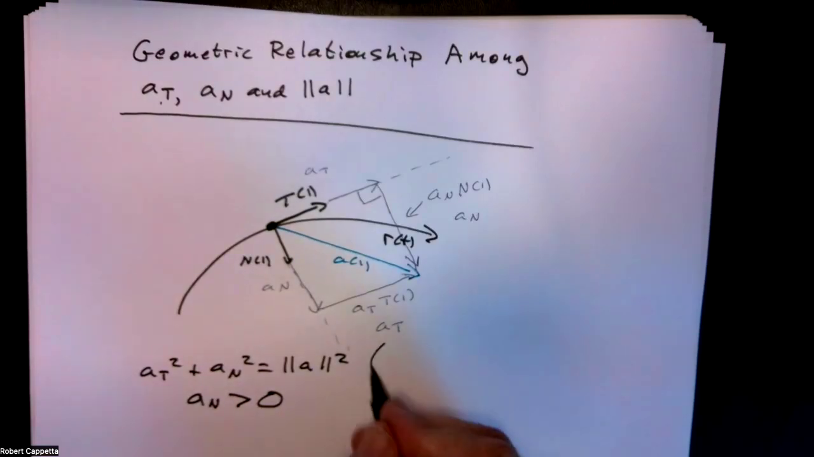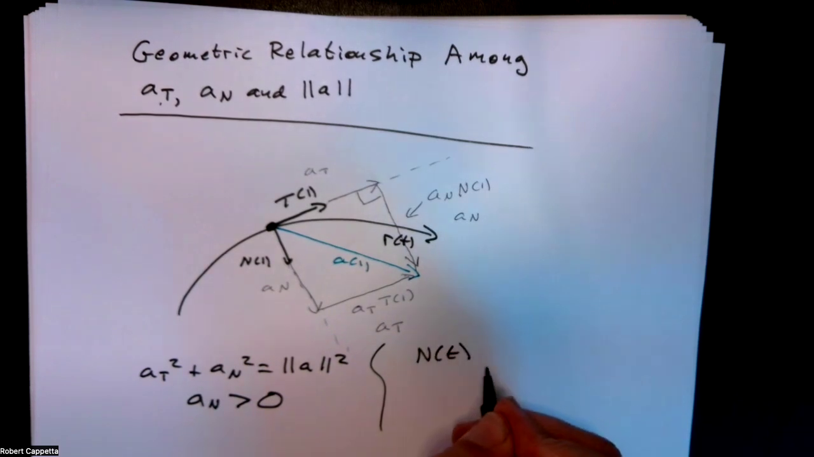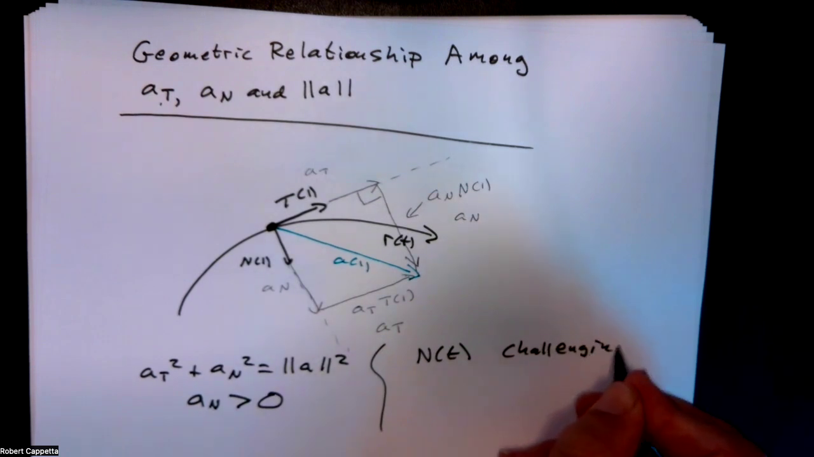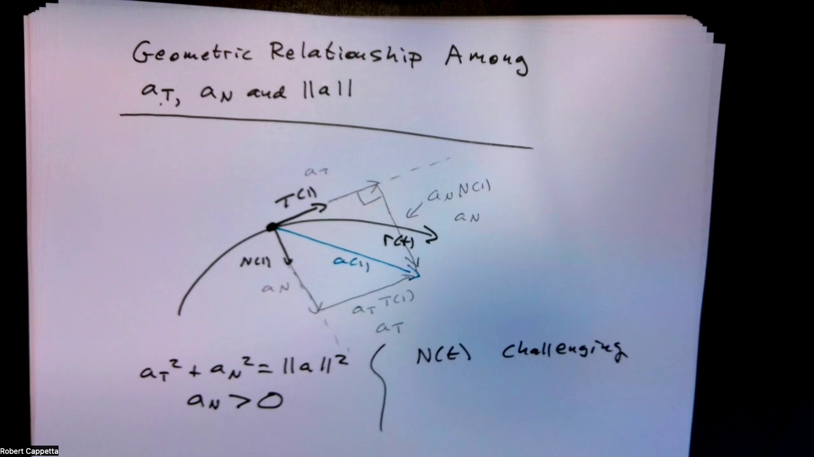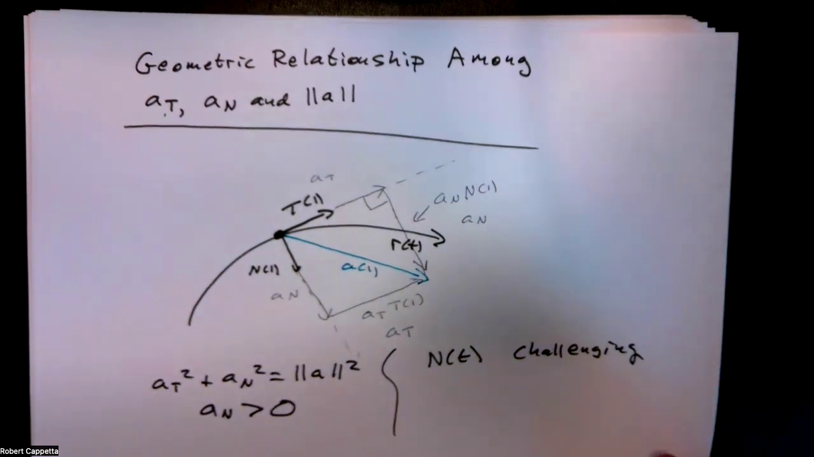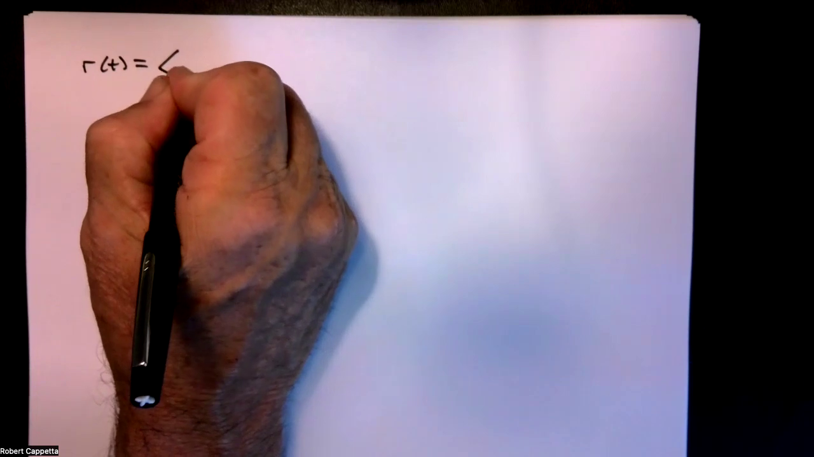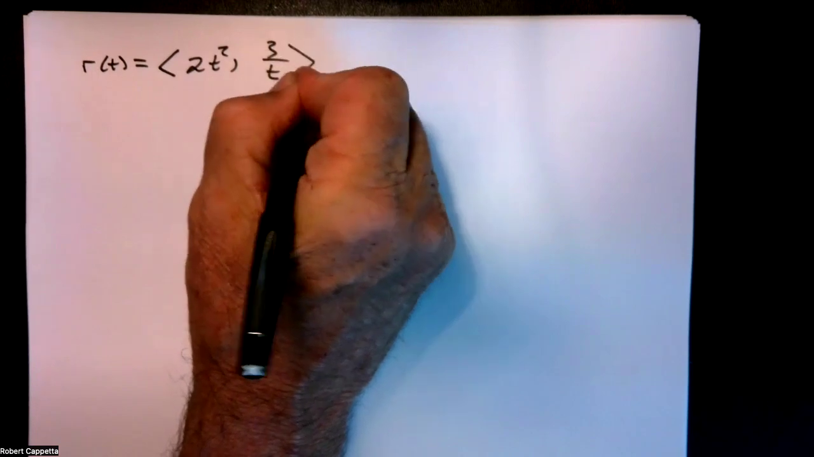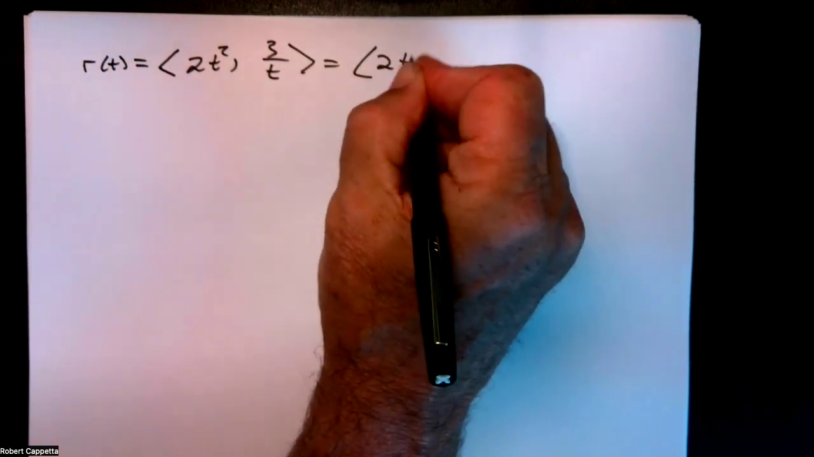Well, you may recall from earlier work that finding N of t or N of 1 is very challenging. Now, in 2 dimensions, it's relatively easy, but in 3 dimensions, it's pretty hard. So what's the process that we would use to get that N of t? How can we think about this? Well, let's work through a problem here. If I have r of t is 2t squared, 3t to the negative 1, or 3 over t. So this is a vector valued function.